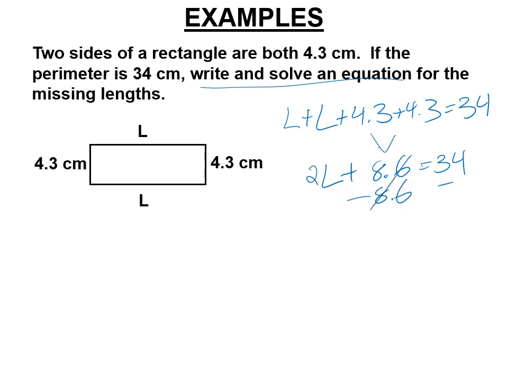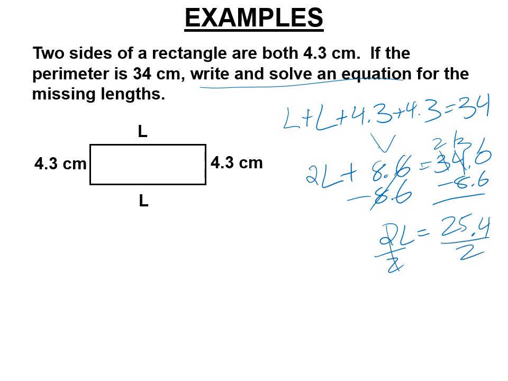Subtract 8.6. We're going to have to line some decimal points up here. We're going to do some borrowing. I'm getting a 4 here. I got to do some more borrowing. 13 minus 8 is 5. I'm getting 2L equals 25.4. Divide both sides by 2. Yeah, 25.4 divided by 2. Let's do that. 2 into 2 is 1.